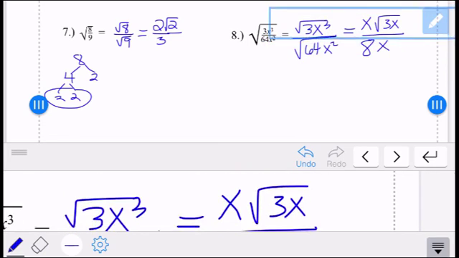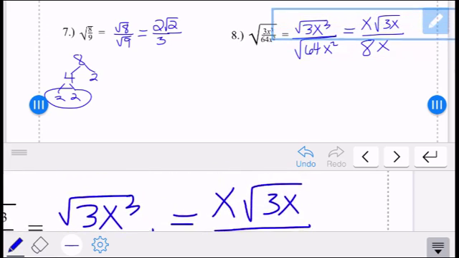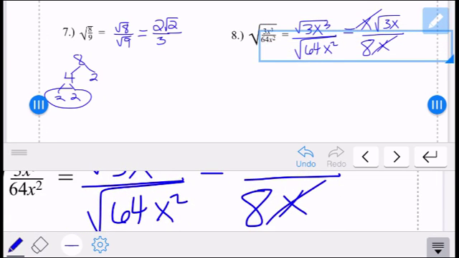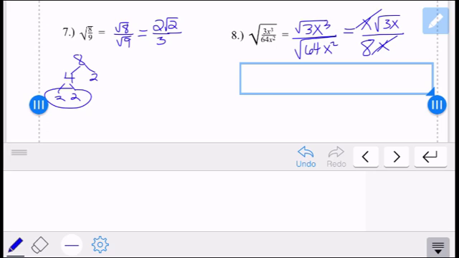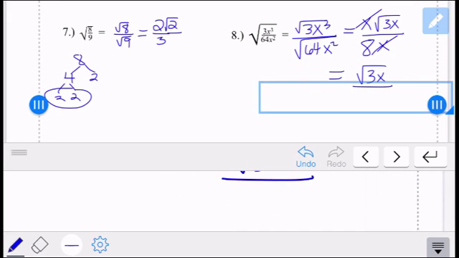Now again, if you can simplify, you want to simplify. Notice we've got an x on the top and an x on the bottom. So those guys are actually going to reduce. This guy reduces with this guy. So then what we've got here, we would have the radical 3x inside on the top and 8 on the bottom. That would be it. Nothing else we can do with that guy.